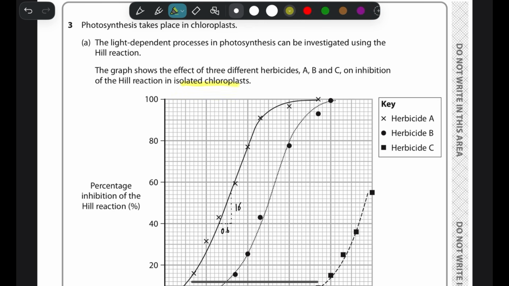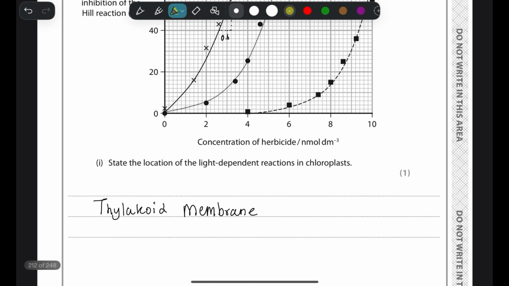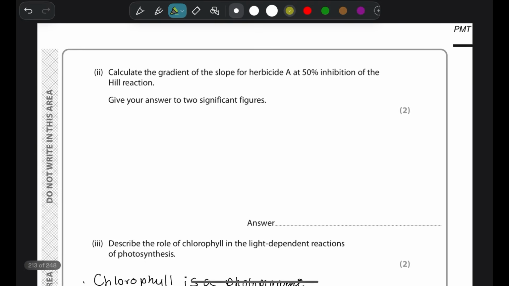But then with isolated chloroplast, I'll just mention that as well. And we're looking at the Hill reaction. Okay. So location of the light-dependent reaction, this is just something that should be just known: thylakoid membrane. That's just knowledge to know.